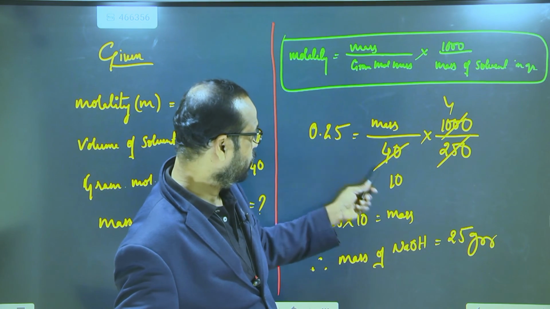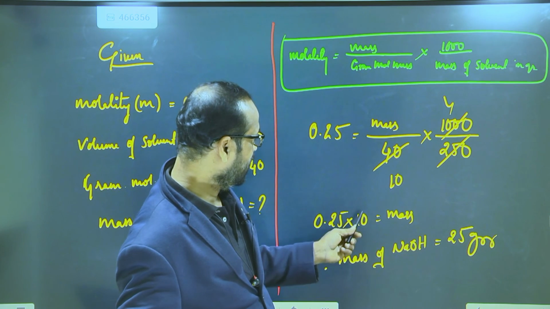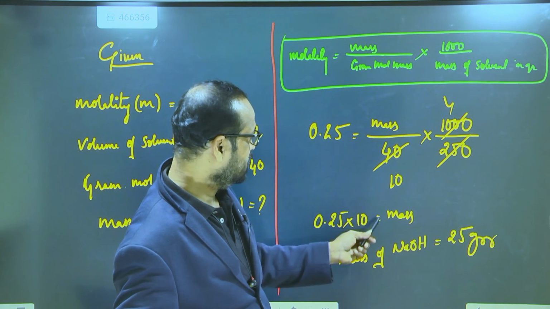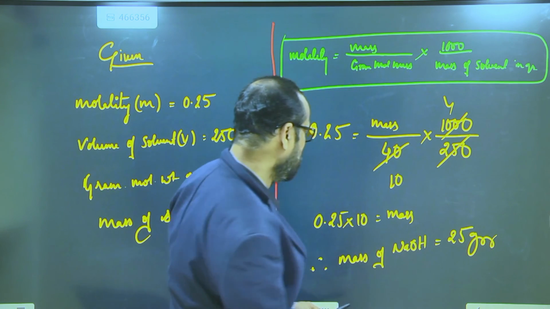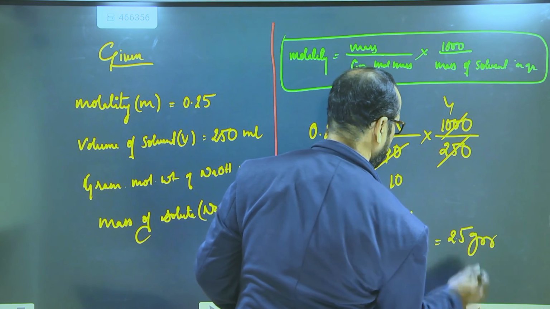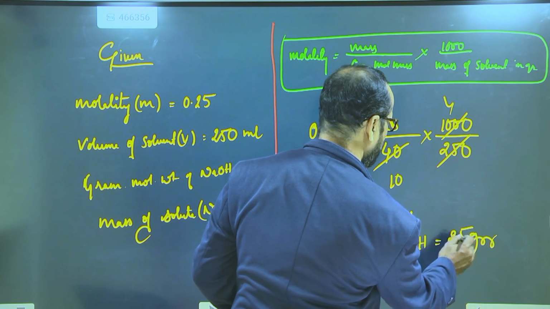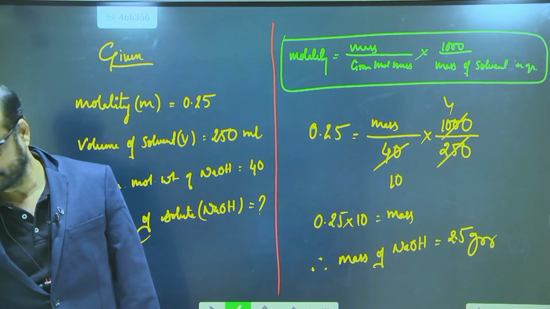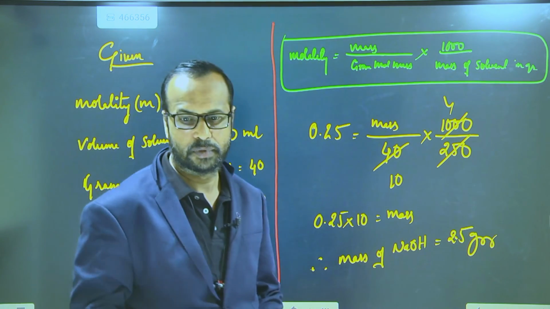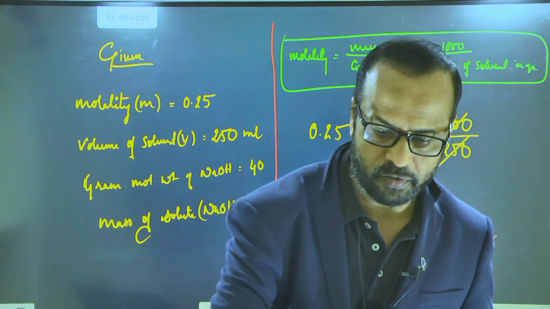This 10 in the denominator, you bring to this side. So 0.25 into 10 is equal to the mass. So the mass of sodium hydroxide is 0.25 into 10, which is 2.5 grams. This is the right answer. Is this clear to you? So 2.5 is the right answer.